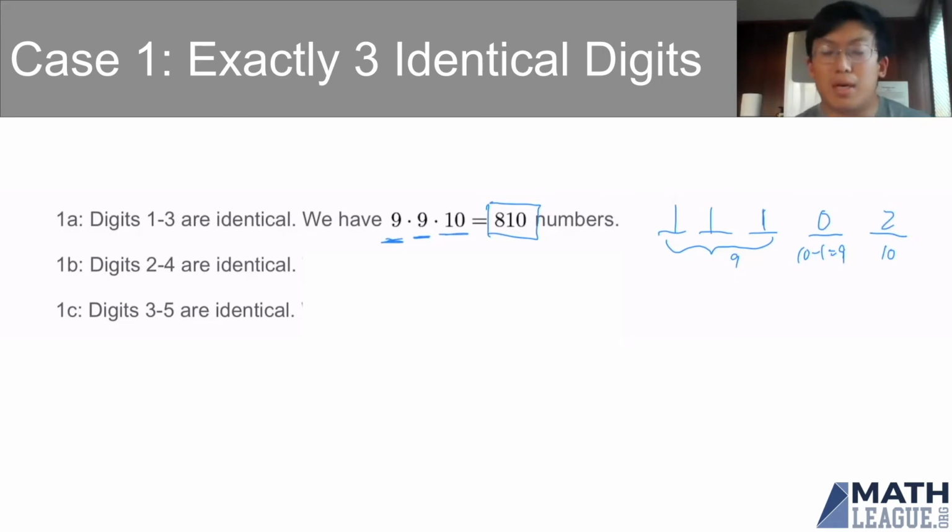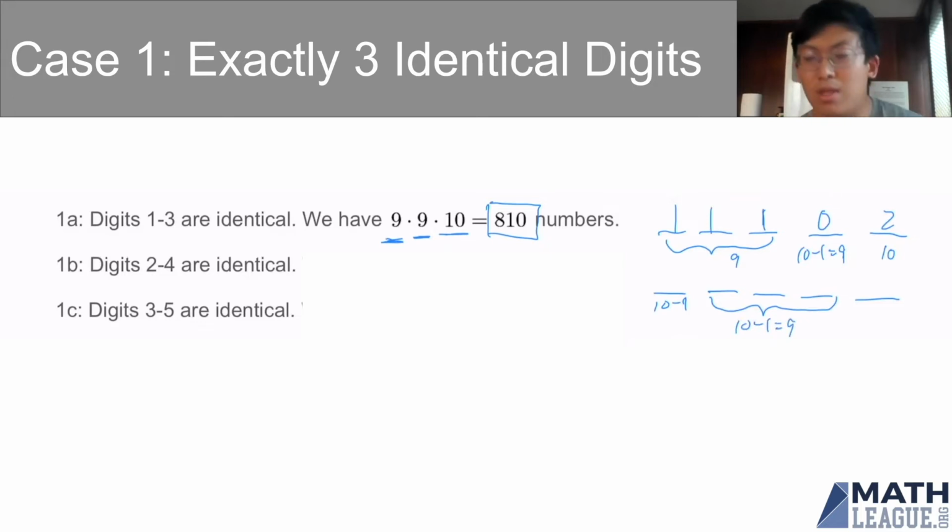Now we continue to subcase 1B, where the middle 3 digits are identical. And again, we know that the first digit cannot be 0, so there are 10 minus 1 or 9 ways to choose the first digit. Now, the middle 3 digits are sandwiched by the first digit and the last digit. And this means that they can be neither the first digit nor the last digit. Now, looking at this, we know that the middle 3 digits then cannot be the same as the first digit, which gives us 10 minus 1 equals 9 choices for the middle 3 digits.